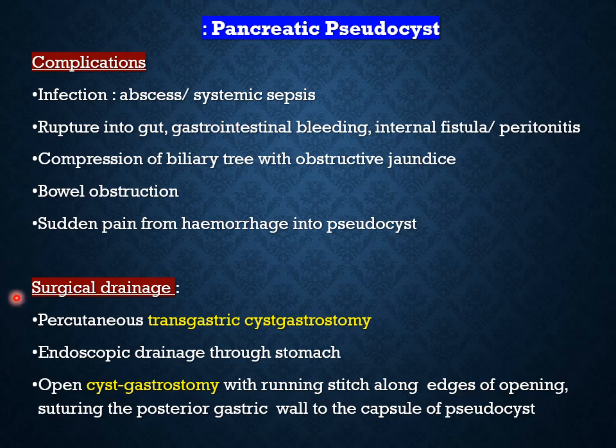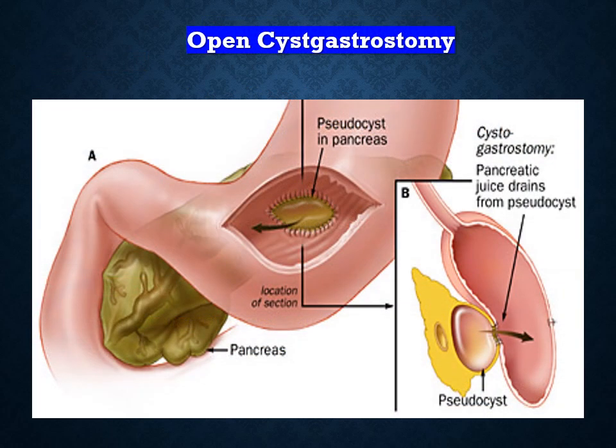The treatment for this pancreatic pseudocyst is surgical drainage. Percutaneous transgastric cyst gastrostomy can be done, or if the patient is fit enough, then either endoscopic or open cyst gastrostomy should be done. This is an open cyst gastrostomy, just to illustrate what the cyst gastrostomy is all about.